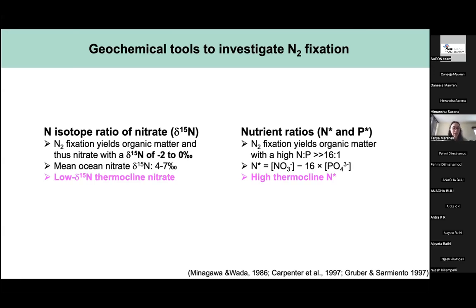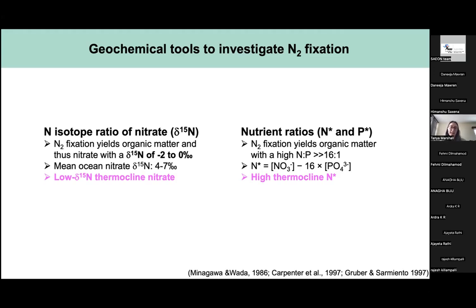So in the thermocline, where the nitrogen fixes, nitrogen fixation happens at the surface, so we produce organic matter, and then that organic matter needs to sink through the euphotic zone and be remineralized in the thermocline. And that is where we can see the signal recorded in the nitrate pool. So we're looking at the nitrate, the DIN pool.